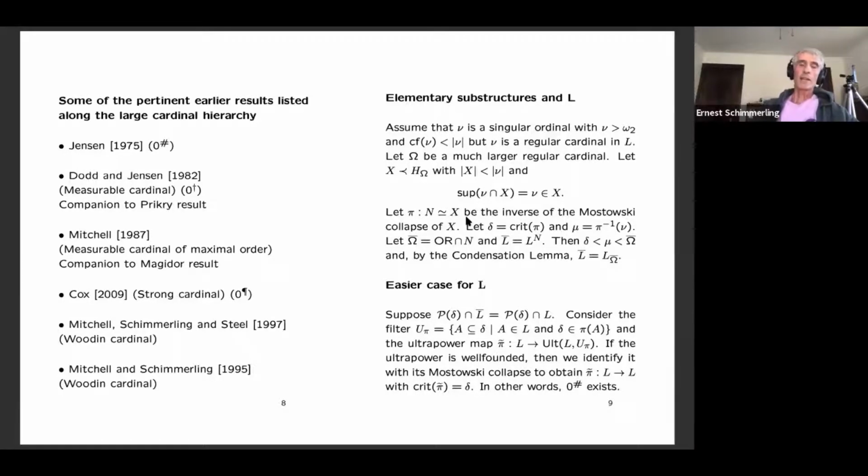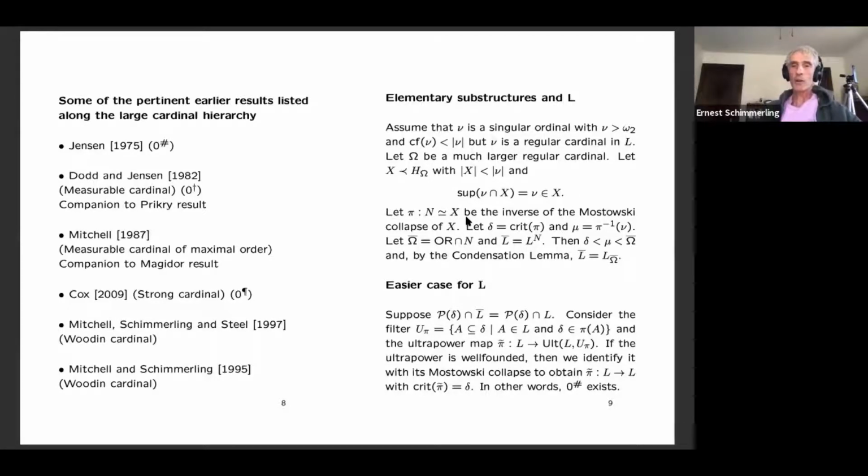Okay, so then in this easier case, we'll derive an ultrafilter over L with critical point delta. So U pi will be the set of A contained in delta, such that A belongs to L, but then it can be moved by pi. And if we pick up delta in pi of A, then we put A into U pi. So this is an ultrafilter over L. So it's an L ultrafilter.